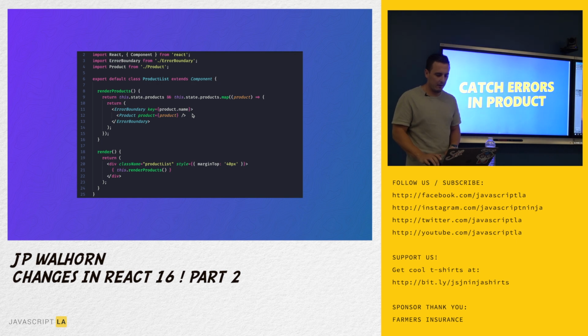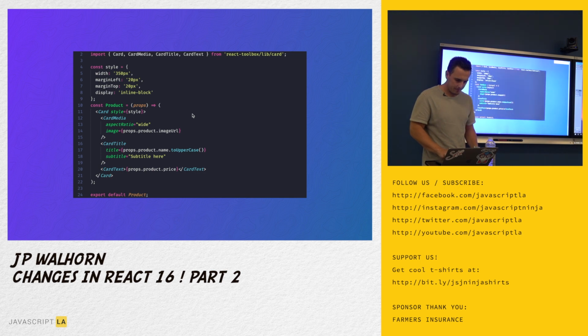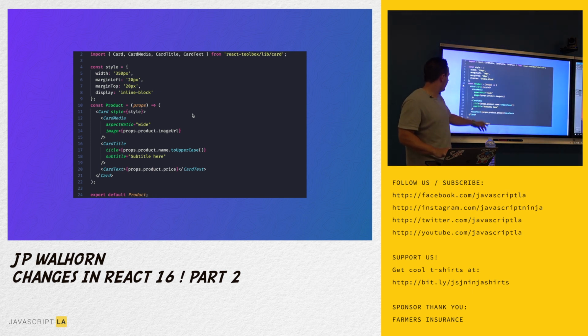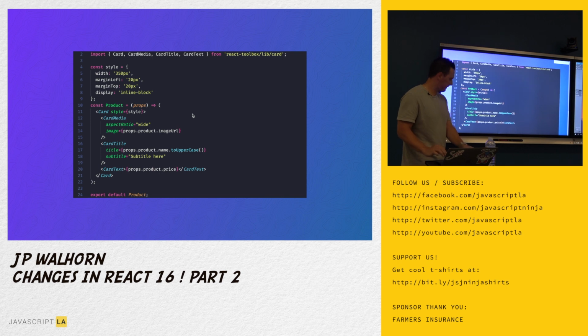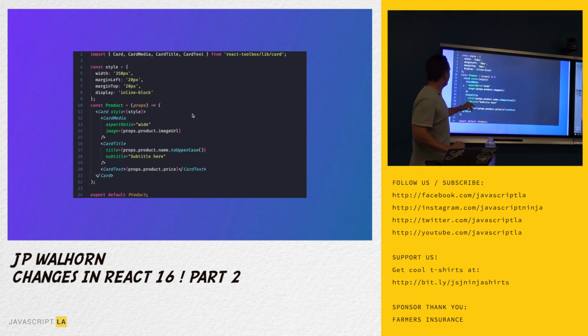All right, so now how does catch error look in product? So this is how it looks like. This is what the product causes. So for example, and this happens to me sometimes, you got the props, got the product, got the image URL, and there's always this one case where all of a sudden your name doesn't exist, and you have a function that says to uppercase, and then all of a sudden your whole app breaks, and that's where it comes in really handy.